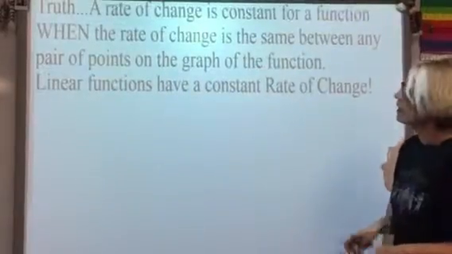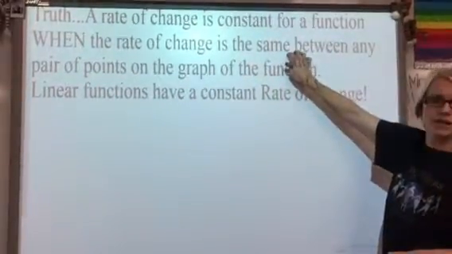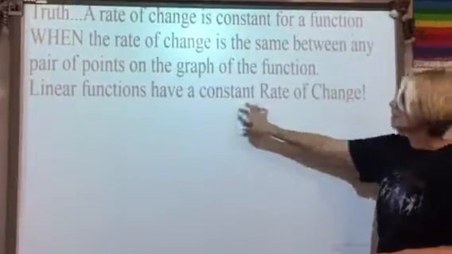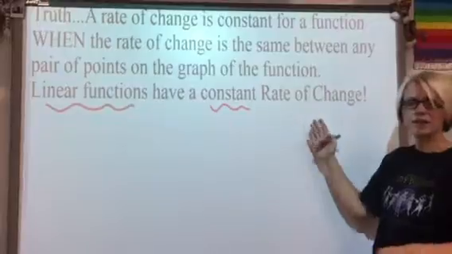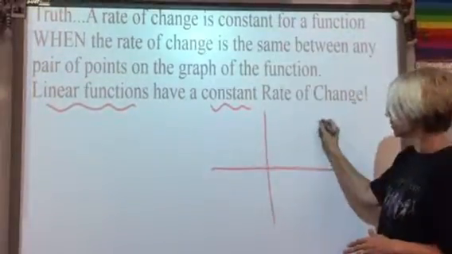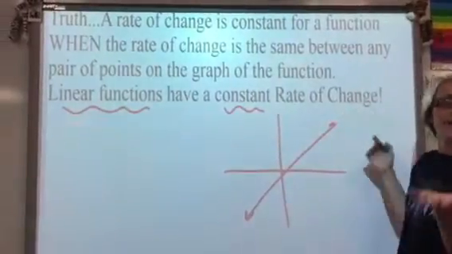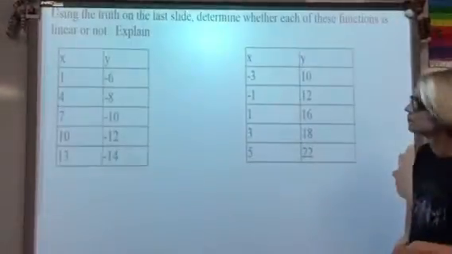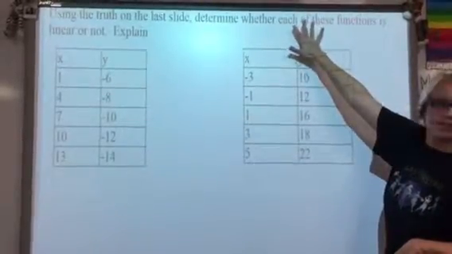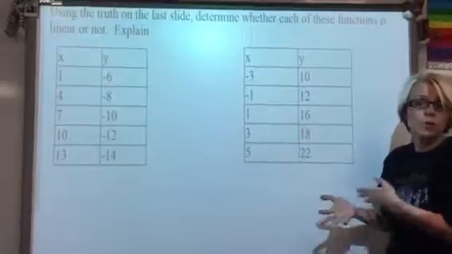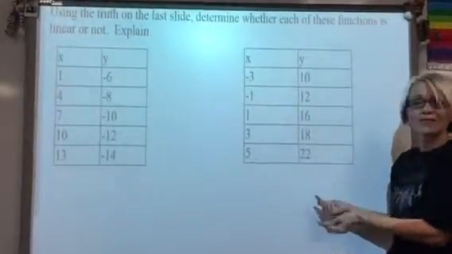A rate of change is constant for a function when the rate of change is the same between any two pairs of points. So linear functions are always going to have a constant rate of change, because if they're linear, they're going to have a constant rate with which they're going up. And that's the second thing that we're going to study today. So using that truth, we want to determine if these are linear functions or not by just looking at the points. It would be so great if we could just look at the picture. But I'm going to tell you right now, you don't have to graph these.